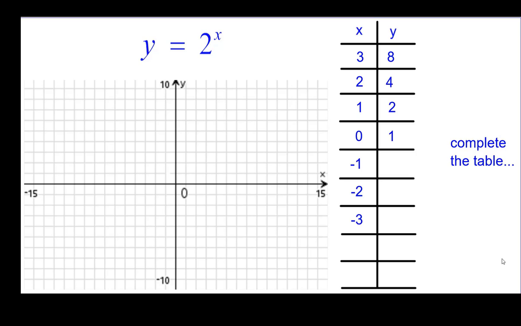So we did the positive ones, and then did 2 to the negative first power, which is really the reciprocal of 2, which is 1/2. 2 to the negative 2 is 1 over 2 to the positive 2, which is 1/4. And 2 to the negative third is 1 over 2 cubed, which is 1 over 8.